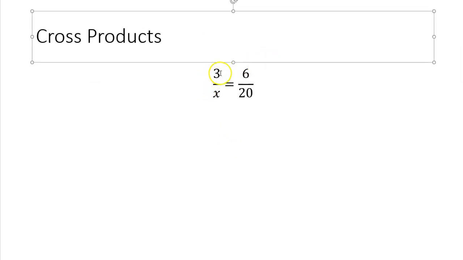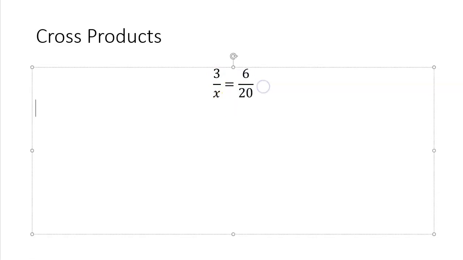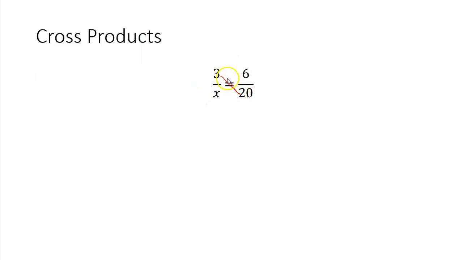For a cross product, we have an equation: 3 over x equals 6 over 20. The rule is you take the two numbers that are diagonal from each other and multiply them. So we're going to take this 3 and multiply it by that 20. Then I take the other number and divide by 6. And that's it. The two numbers that are diagonal from each other, multiply them. Take the other number and divide. And that is a cross product.